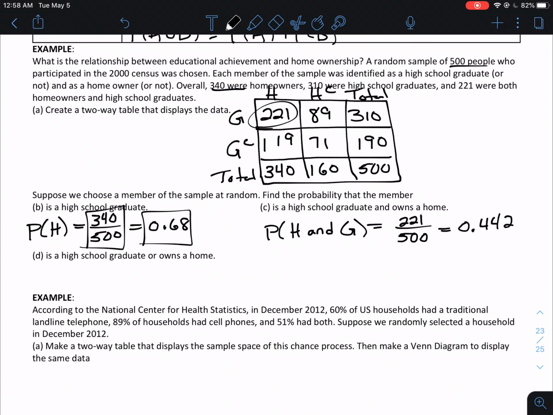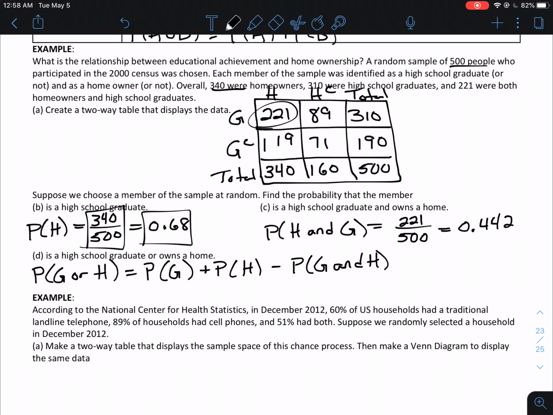Okay, D is going to be the first place where we get to use our general addition rule for the first time. So we want to know what is the probability that they're a high school graduate or that they own a home. You can either use the symbol there, I'll just go ahead and write out "or own a home." So using our formula, we're going to find the probability that they're a graduate plus the probability that they're a homeowner minus the probability that they're a graduate and a homeowner.